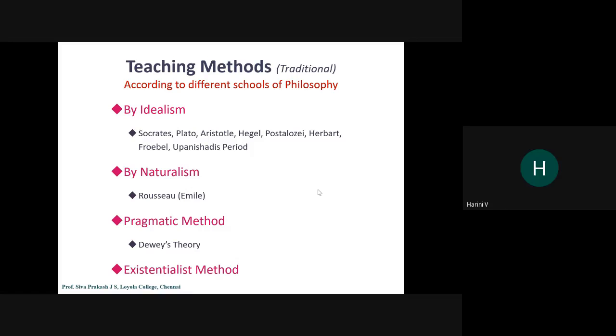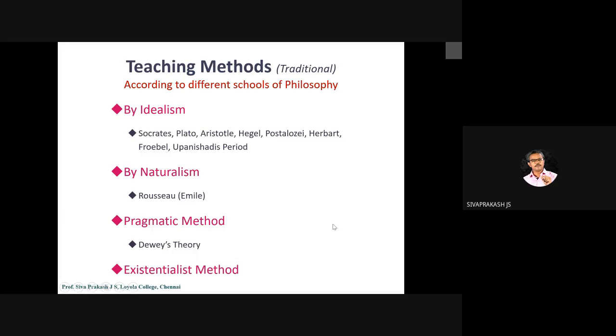Yes. So teaching methods, traditionally we have 4 categories. There are many, so all have been grouped under 4 categories, right? One is called idealism. Second, naturalism. The third one is the pragmatic method. The fourth one is the existentialist method, right? Existentialism, so we used to say.